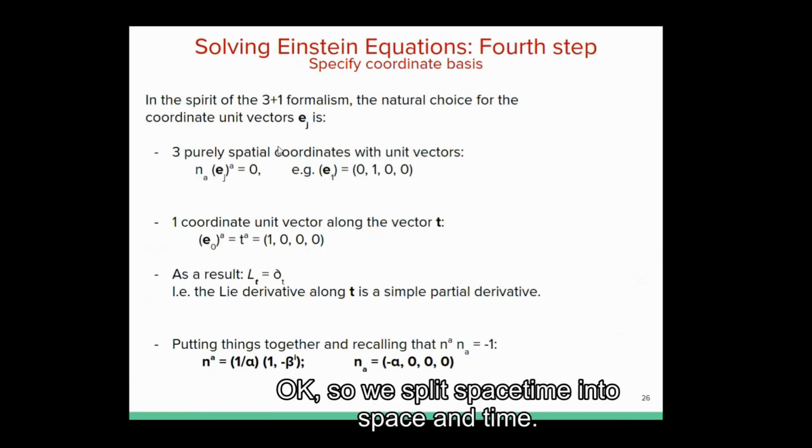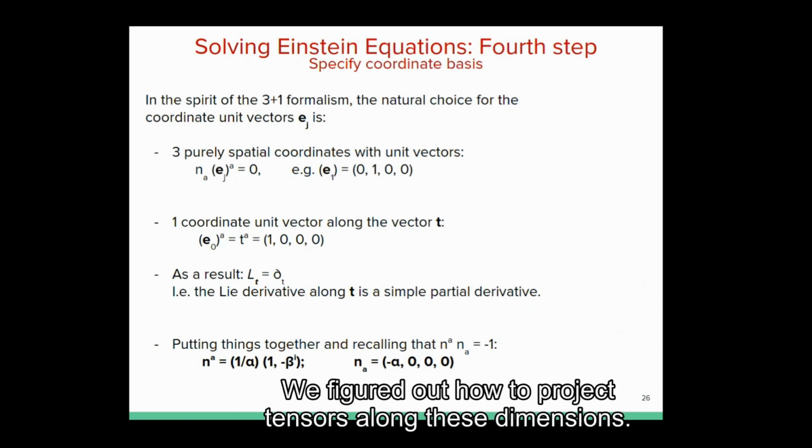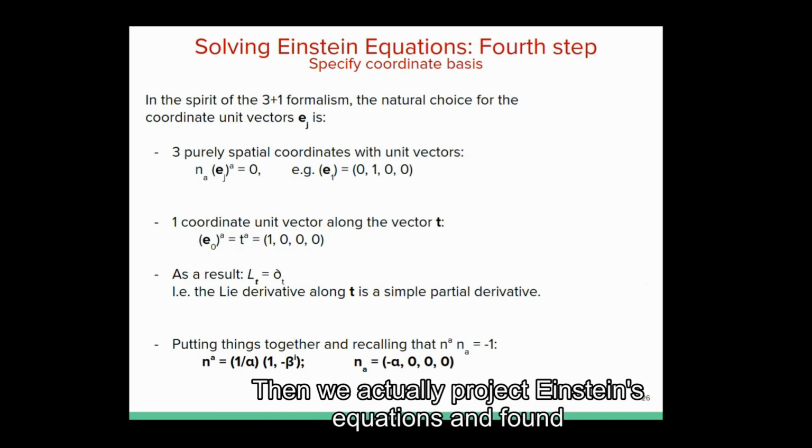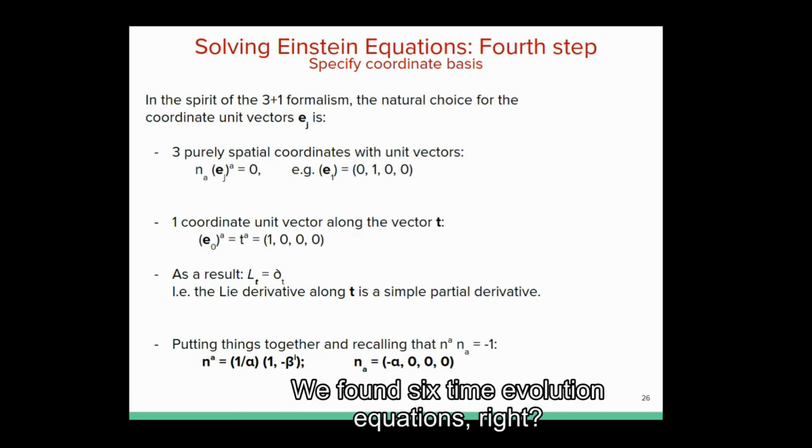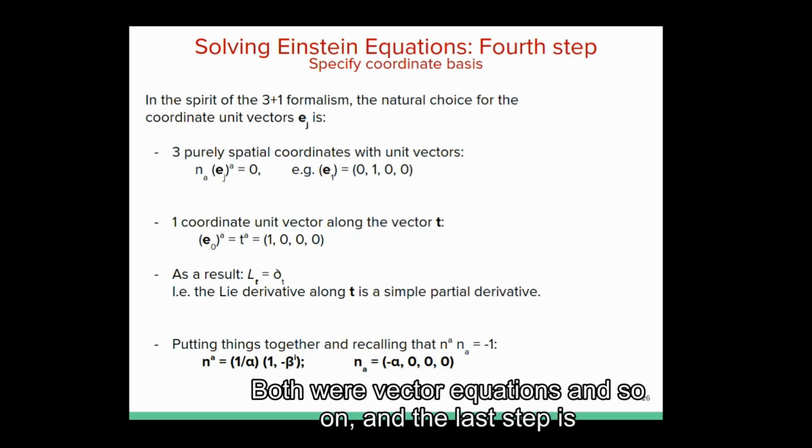So we split space-time into space and time. We figured out how to project tensors along these dimensions. Then we actually projected Einstein's equations along the dimensions. We found 4 constraint equations that had nothing to do with time evolution. We found 6 time evolution equations, right? Both were vector equations and so on.